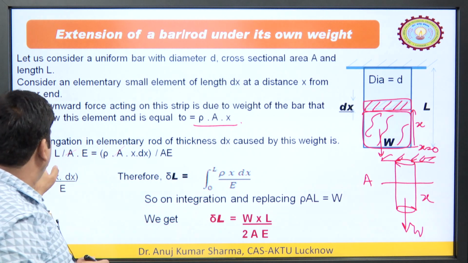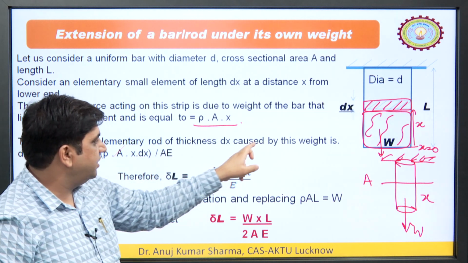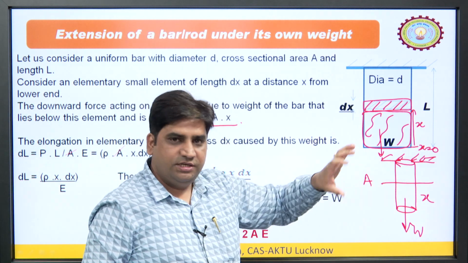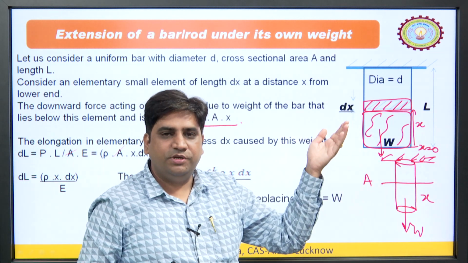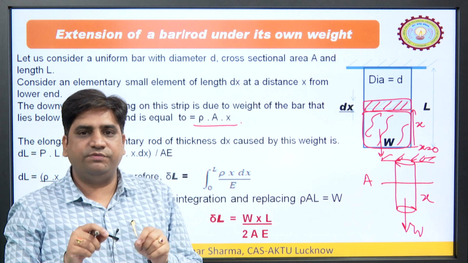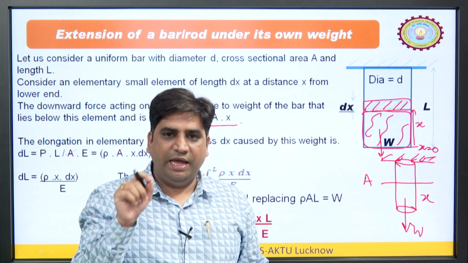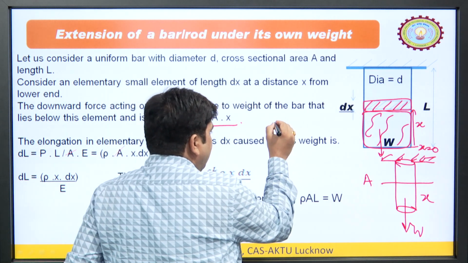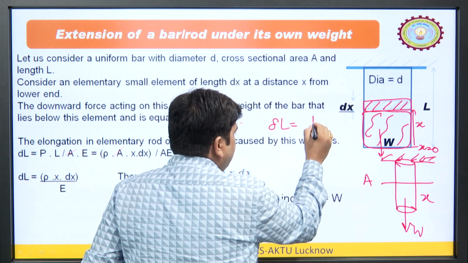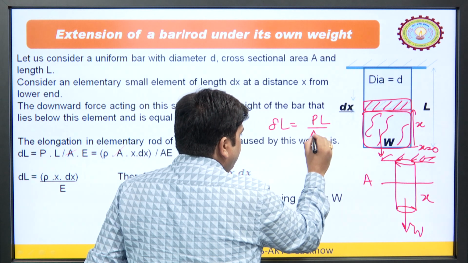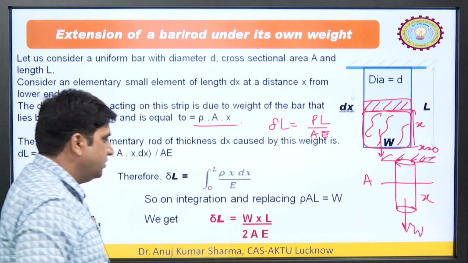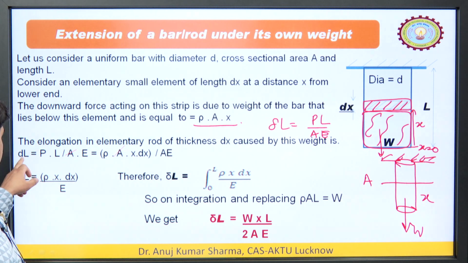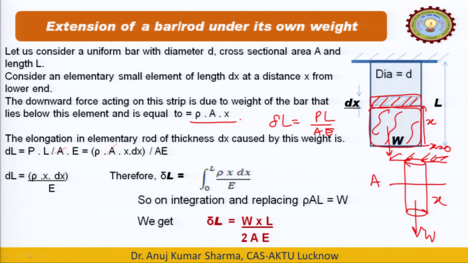Here we can see the elongation in the elementary rod of thickness dx caused by this weight. It would be quite similar to the previous problem. What is the formula? Load into L upon A into E. So, for delta L the formula is load times L upon A into E, and we can apply it here: P into L upon A into E.